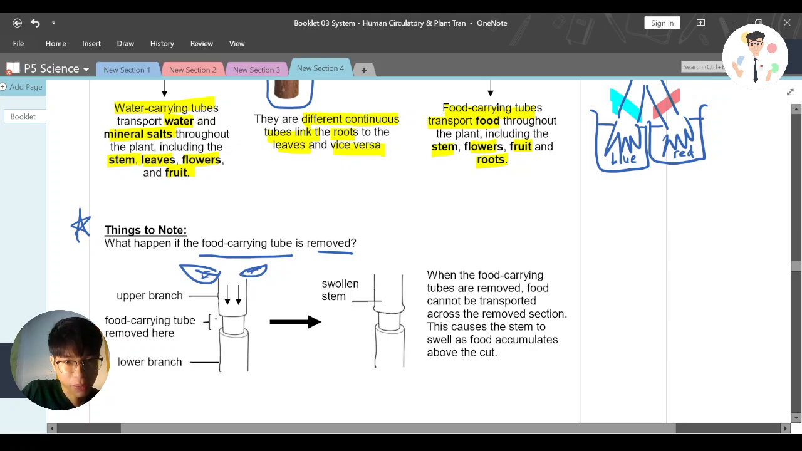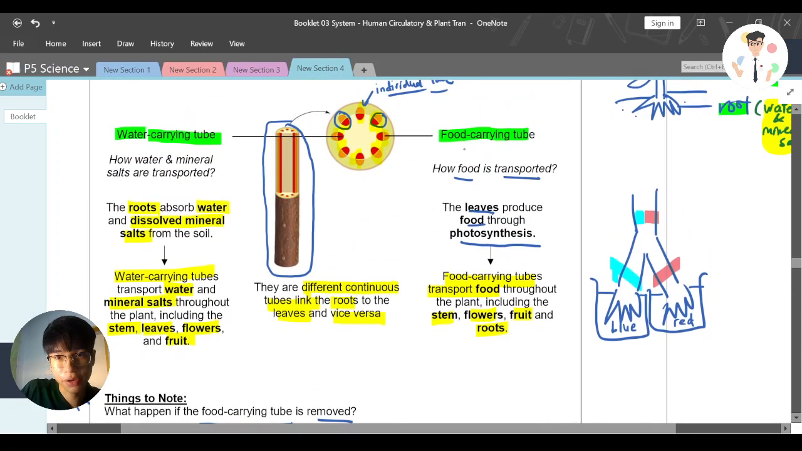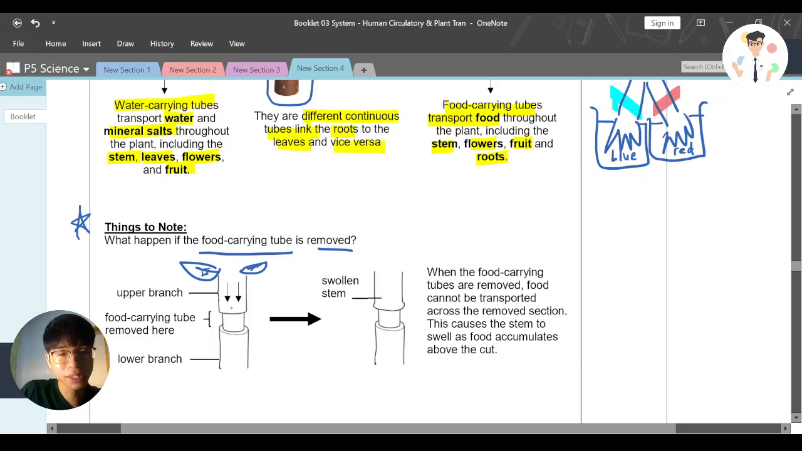So it produces food. And what happened is I remove the outer part. Why do I remove the outer part? Because again, the food carrying tube is at the outer part. As you can see here, outer part. All these are food carrying tube. So when I remove it, it means that food produced from the leaf is going down, transporting down, right? But I'm unable to transport going down here because the food carrying tube is removed here.